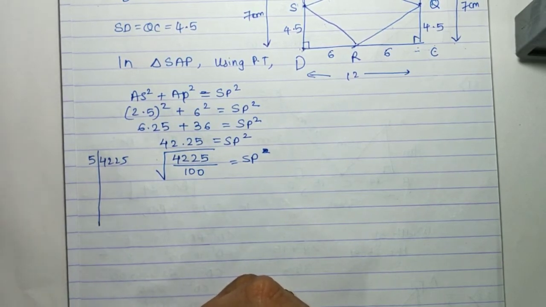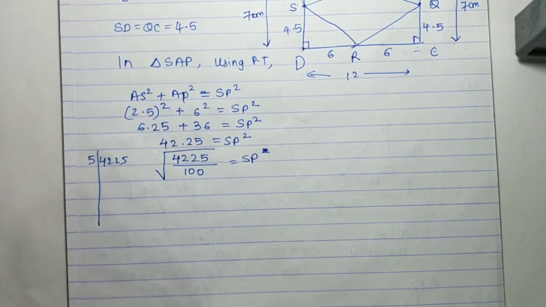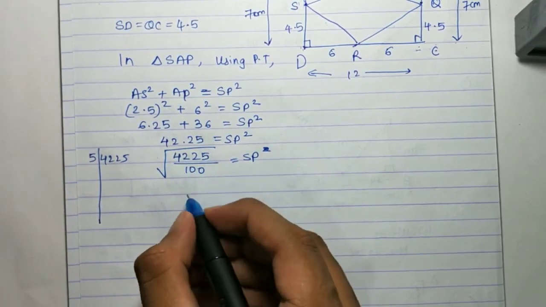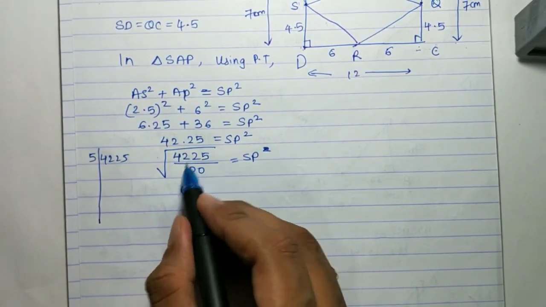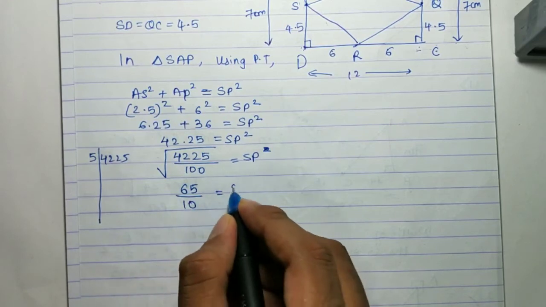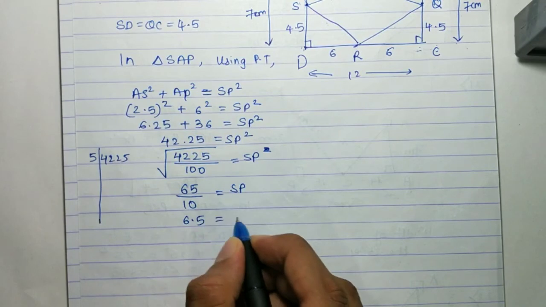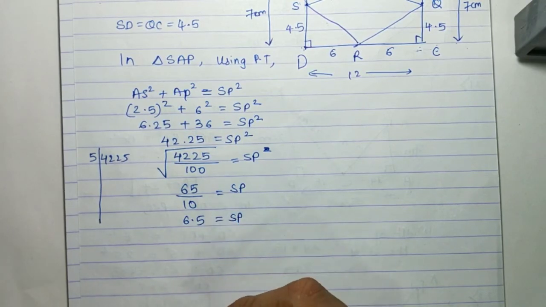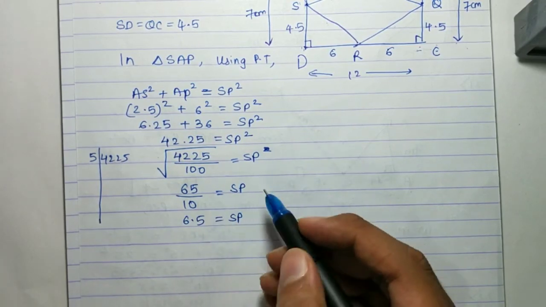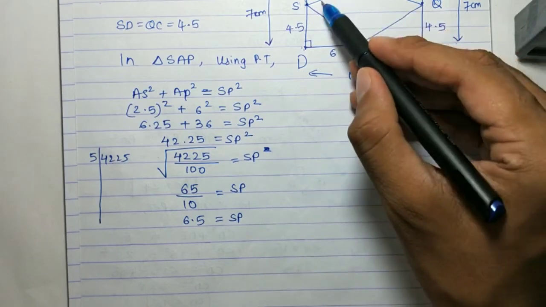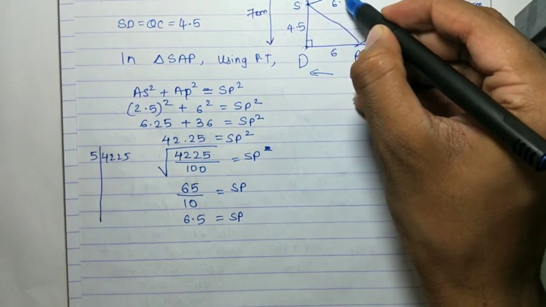The square root of 4225 is 65. So this 4225 will become 65, and the square root of 100 is 10. So this becomes 6.5, equals SP. So SP is 6.5. That means this side is 6.5.